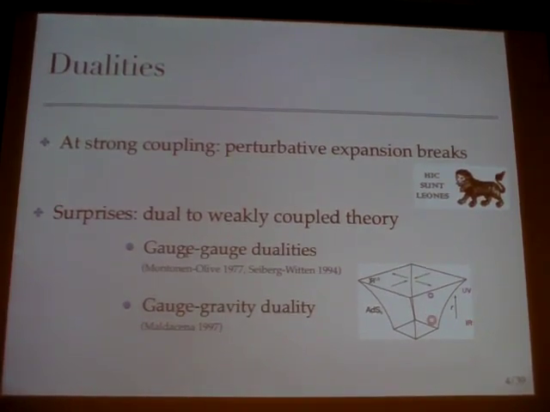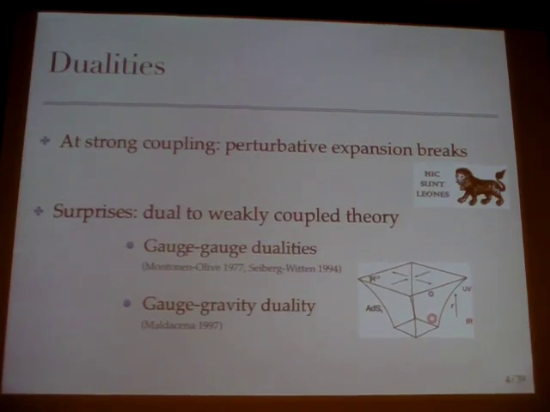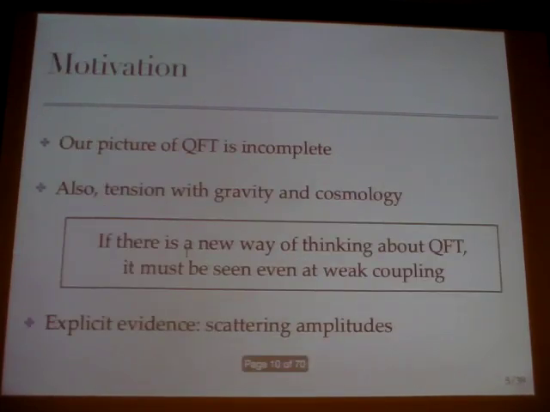And that has been seen in a number of cases in gauge-gauge dualities, where there is a strongly coupled gauge theory on one side and a weakly coupled gauge theory on the other side, and they are dual. And also the famous AdS/CFT correspondence, where the strongly coupled gauge theory is dual to a weakly coupled gravity theory. Now this is also one piece of evidence that our picture of QFT, in terms of Lagrangians and Feynman diagrams, is not complete. There are also some other tensions of quantum field theory when you try to combine it with gravity, or you want to apply quantum field theory to the entire universe. So it's begging for some new understanding of field theory.